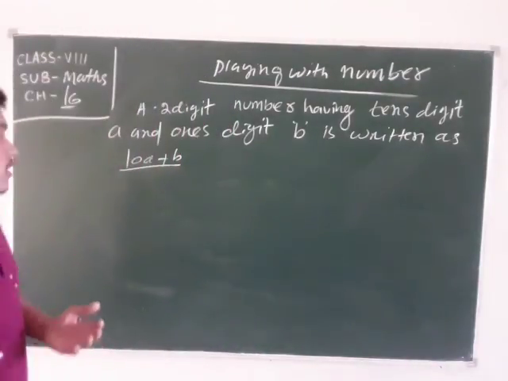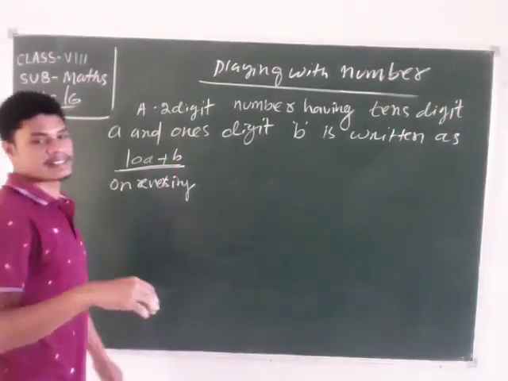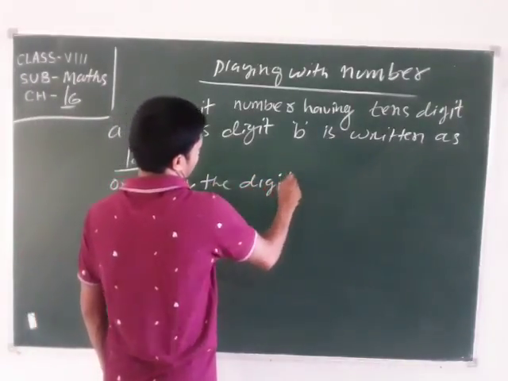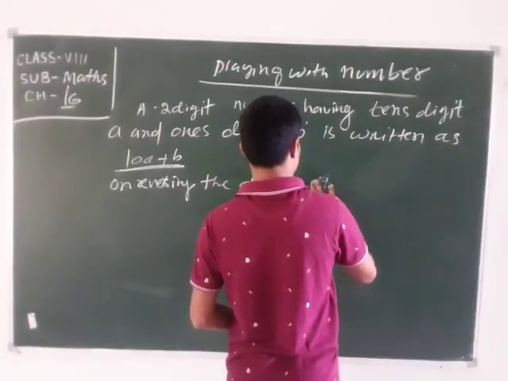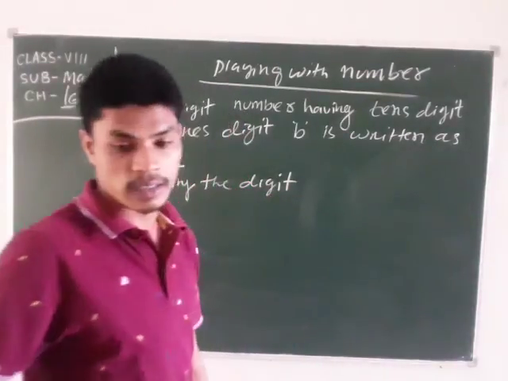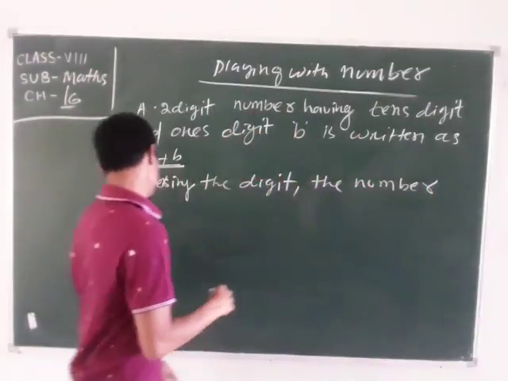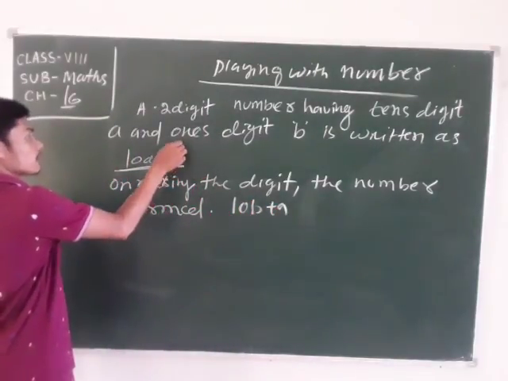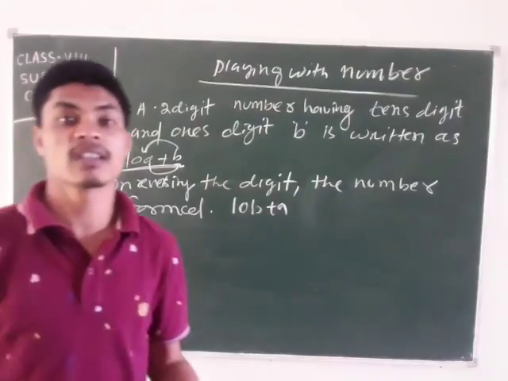Also on reversing digits. When we reverse the digits, the number form is 10B plus A. Here we move A to the ones place and B to the tens place. That means the ones place is reversed to the tens place and the tens place is reversed to the ones place.